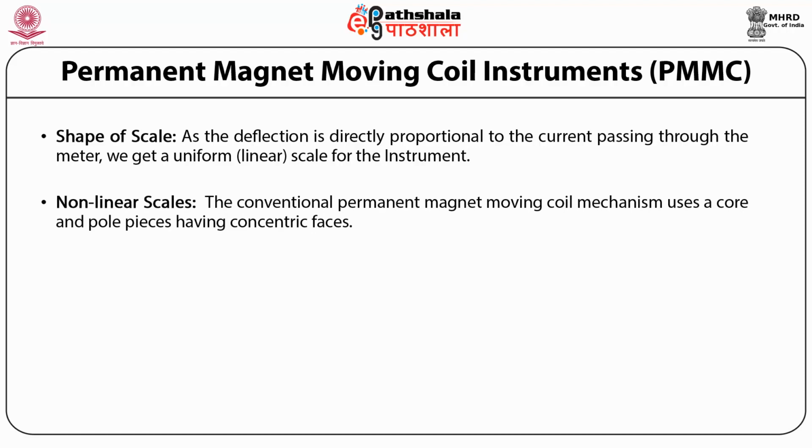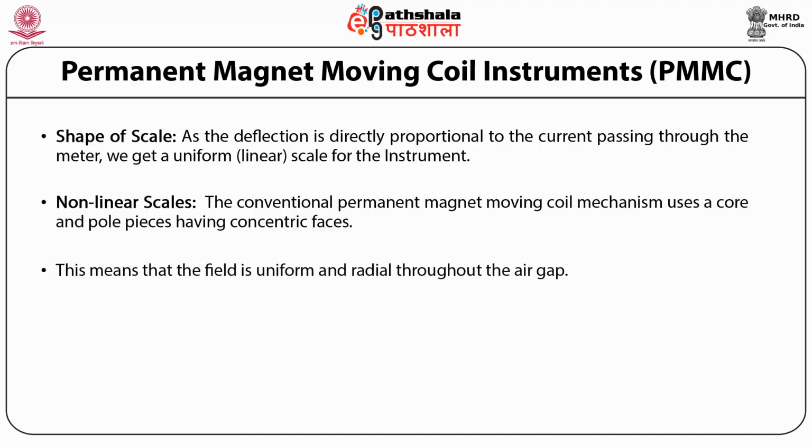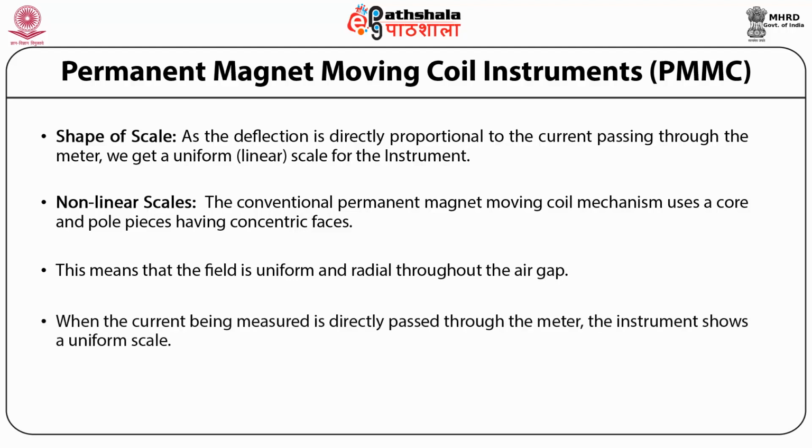The conventional permanent magnet moving coil mechanism uses a core and pole pieces having concentric faces. This means that the field is uniform and radial throughout the air gap. When the current being measured is directly passed through the meter, the instrument shows a uniform scale.